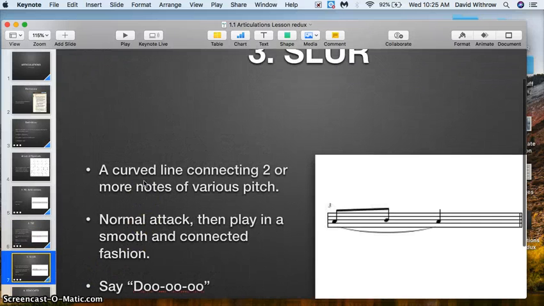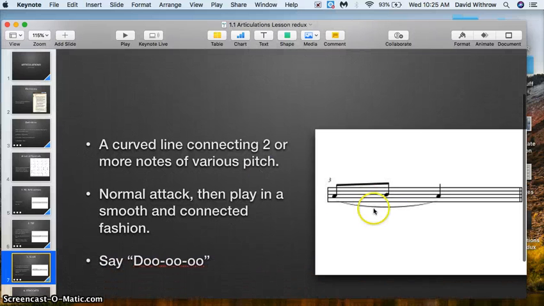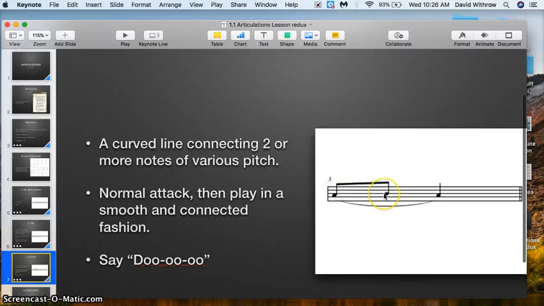The next curved line, this is called a slur. A slur, once again, it's a curved line. It's going to connect two or more notes, and they can be of any pitch. So here we see it's connecting three notes together, but even if it just connected these first two, the fact that they're on different lines and spaces would make it be a slur.